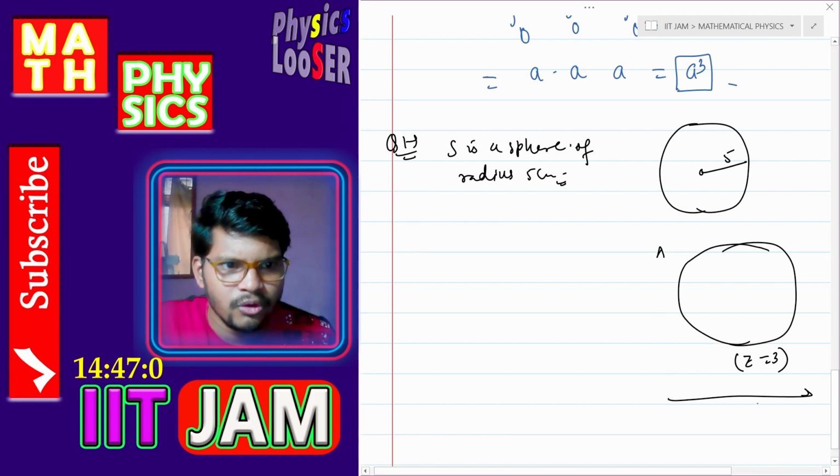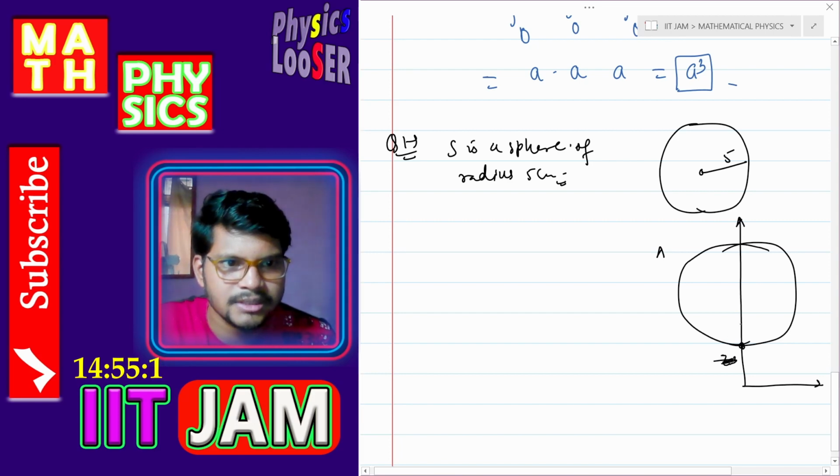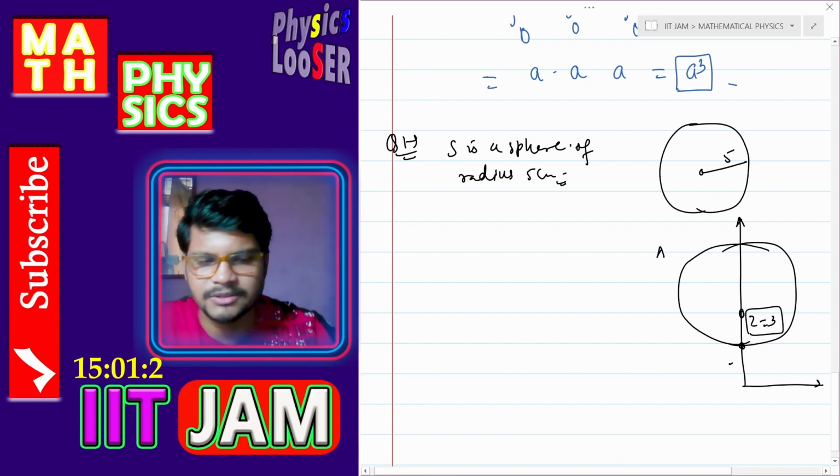Okay, so here they have said that, suppose this is a sphere, and this may be z is equal to 3. This is z is equal to 3, which is under the sphere.